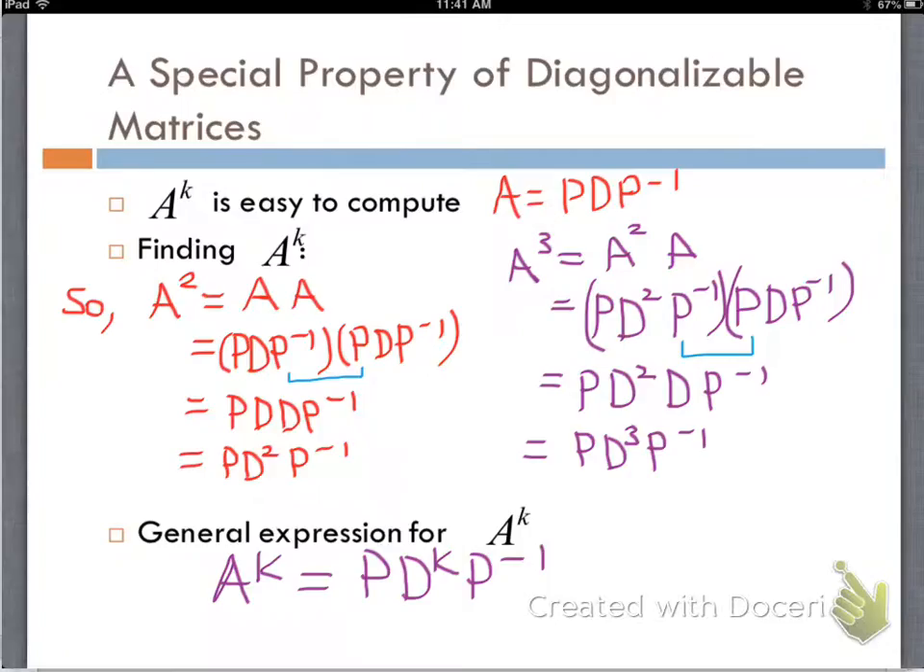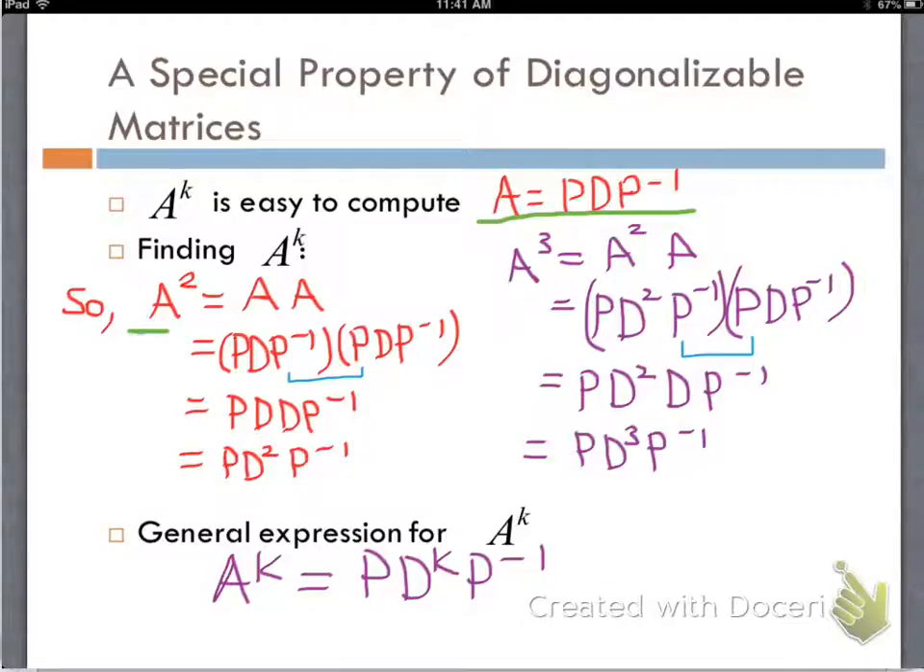Okay. So now that we know that fact, if we know that A is diagonalizable, then we can use that fact to help us find higher powers of A. Now it becomes easy to compute. So again, if we know that A is diagonalizable, then A equals P times D times P inverse.